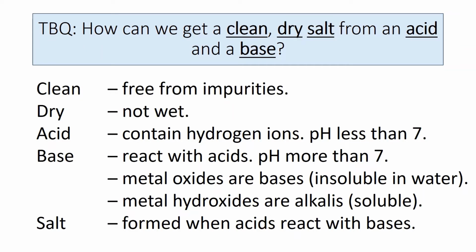So now we can add to our big question. This is what our big question looks like at the moment. We've talked about acids and bases already. Salts are formed when acids react with bases. And as we've seen, they have where some or all of the hydrogen ions have been replaced by a metal ion or an ammonium ion.